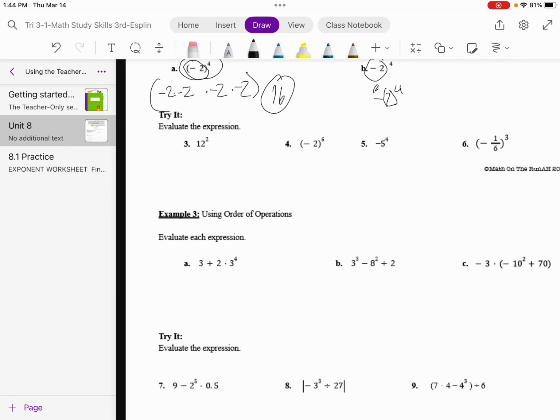Okay, I want you to be able to pause the video. I want you to do 2, 3, 4, 5, and 6. Compare with a neighbor in the class, and then come and unpause the video when you're ready to move on to the next one.